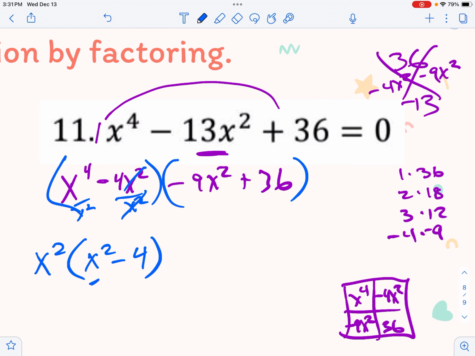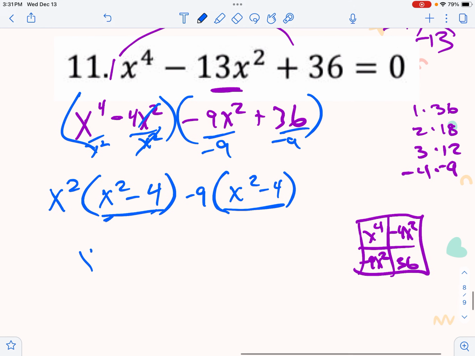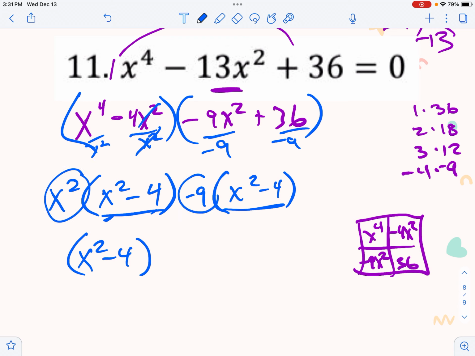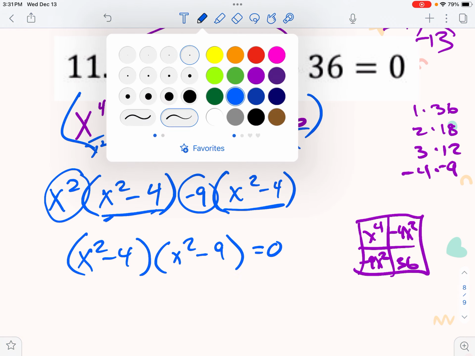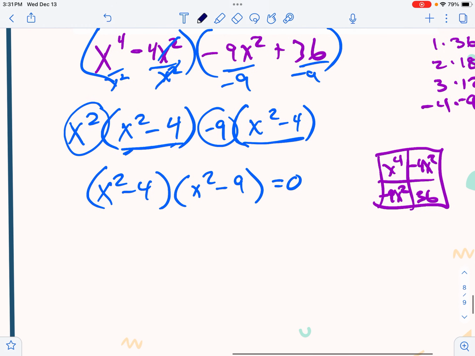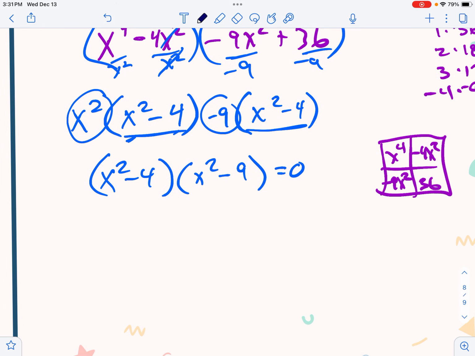I want my first term to be positive and second term to be negative, so I'm going to factor out a 9, but I'm going to make it a negative 9. And I get x squared minus 4. These are the same. Awesome. And what you factored out is the other factor, x squared minus 9, equals 0.